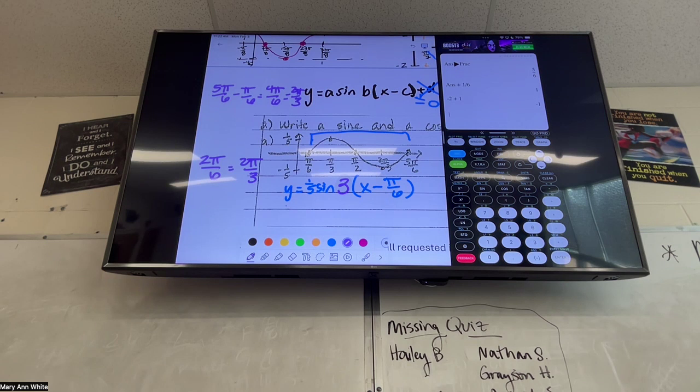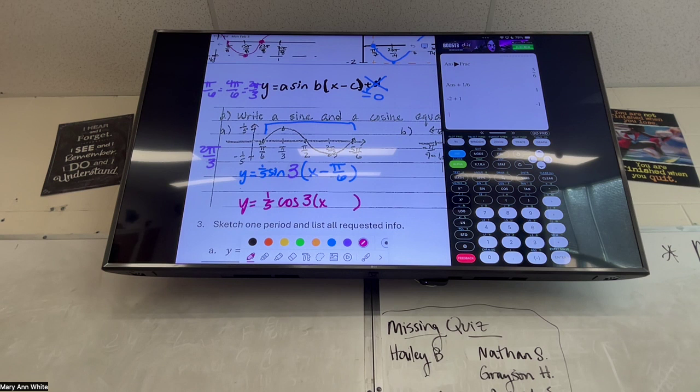Your cosine is the exact same except for your phase shift. So when I write cosine, I'm writing everything the same. y equals 1/5 cosine 3x. And then if I were to look at the graph, what point would cosine start at? If I were to say, here is my cosine graph, what point would it start at? pi over 3. Right here, 1/5 up there.